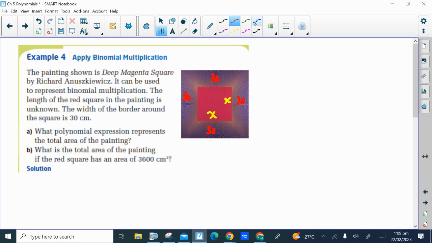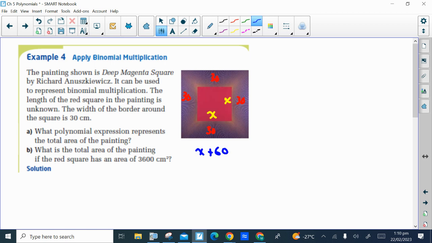So here's how we would do this. If we look at the entire width of this painting along the bottom, you've got 30 centimeters on the left side. You've got another 30 centimeters on the right side, which means those two pieces together are 60 centimeters, plus you have the x, which is a dimension along the bottom of the red piece. So that total width would be x plus 60. 30 centimeters on the left plus 30 centimeters on the right gives us our 60 plus x, which is the base of the red square.